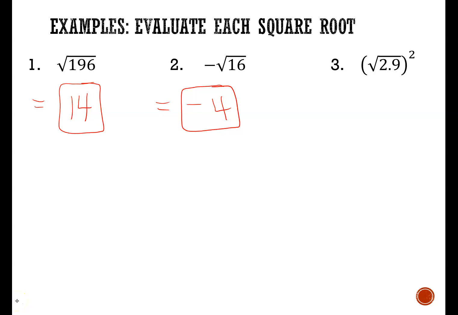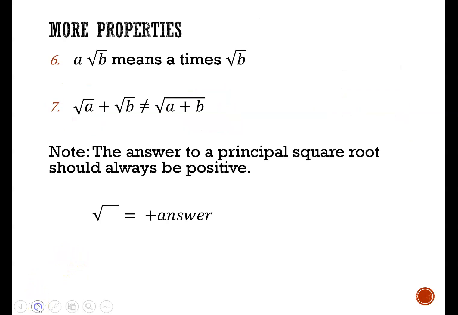For example 3, we need to think about property 5. So rather than having to work it out, if we know that property, then we know that squaring the square root is just going to leave the radicand. So our answer is 2.9 without the radical symbol on it. Fairly simple examples, but little details that you need to learn.